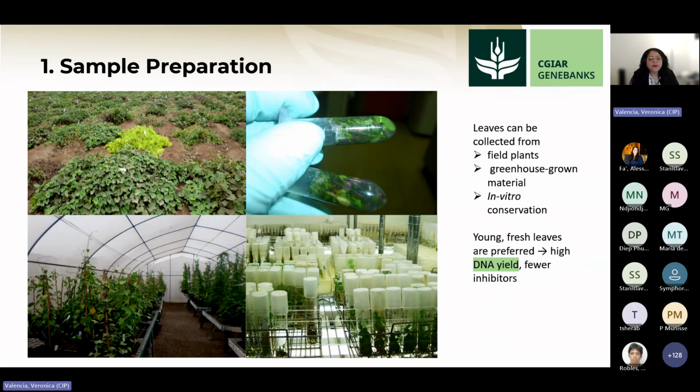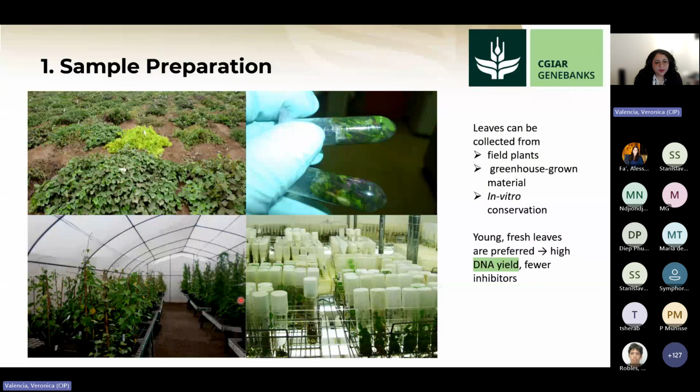Okay, so I put here some pictures of how we have our materials. We collect samples from the field, right? You can see the field. So we go to the field and collect, but we also have greenhouses. So we sometimes collect from greenhouses.